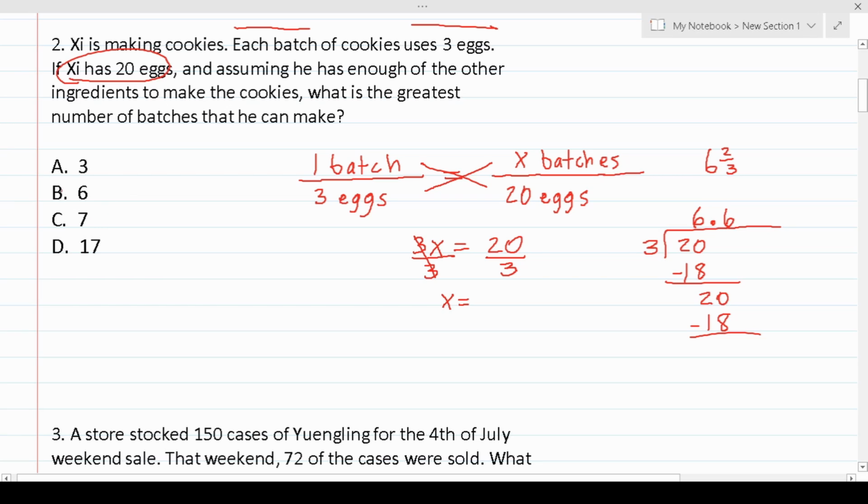That is to say, he can only make 6 full batches of cookies. So again, x is 6 and 2/3. Of course, x referred to batches up here, so we know this is batches. And that is that one. The greatest number of batches he can make is 6.